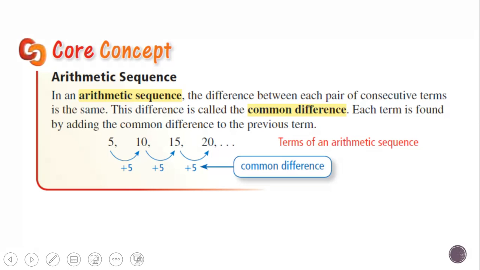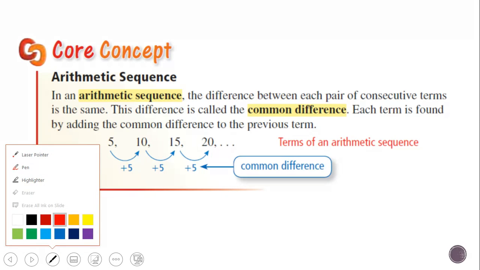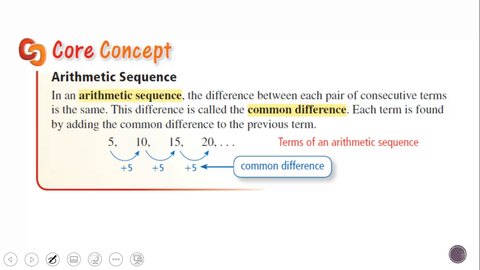Okay, an arithmetic sequence follows a linear pattern. It has that common difference there. So we can see in the example that's shown here, we're adding 5 each time. That plus 5 that we see right here would be our common difference. And because we're going up by the same amount each time, that means that we have an arithmetic sequence here.